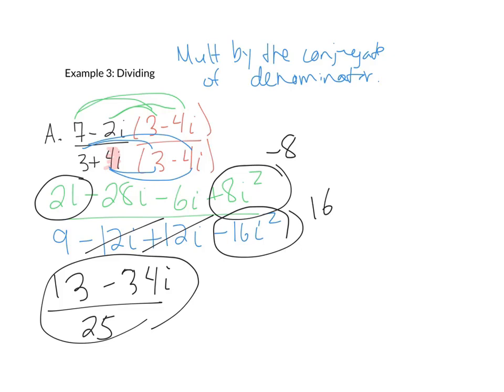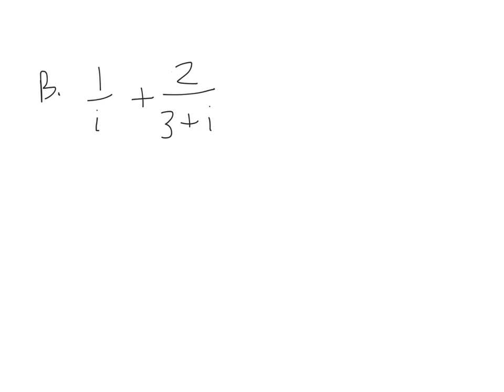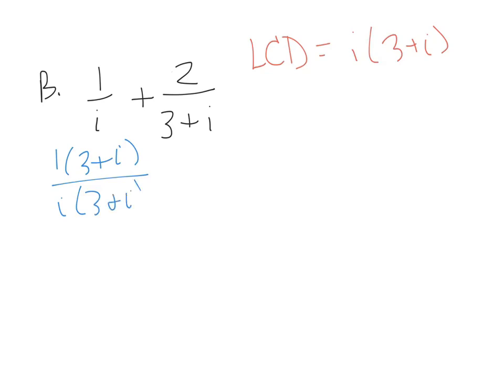So let's do one more example. In this example, first thing we have to do is find the LCD so we can combine these fractions together. So the LCD, just multiply your denominators together. It's going to be i times 3 plus i. So that first fraction, we need to multiply by 3 plus i. Second fraction just needs the i. So 2i over i, 3 plus i.